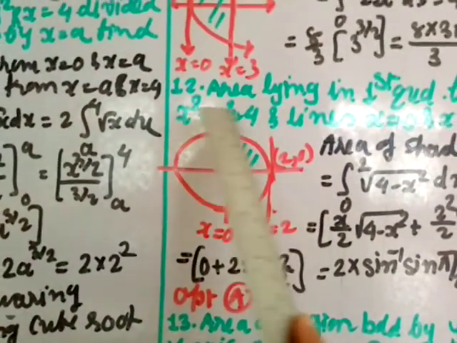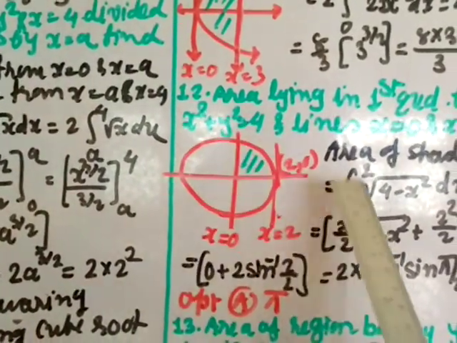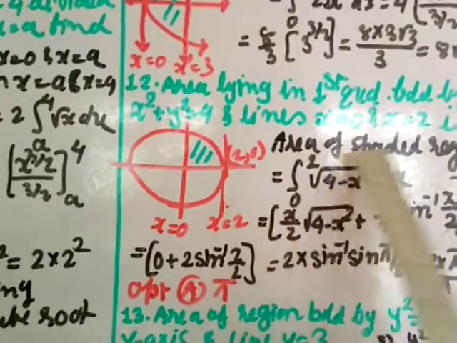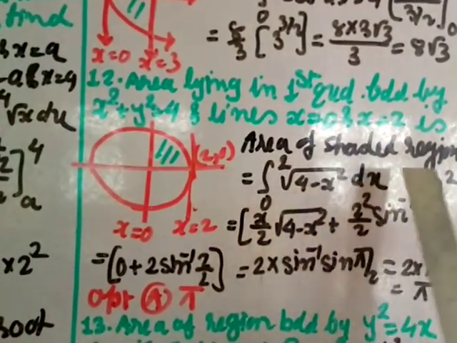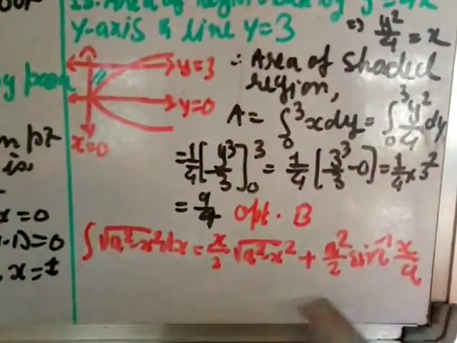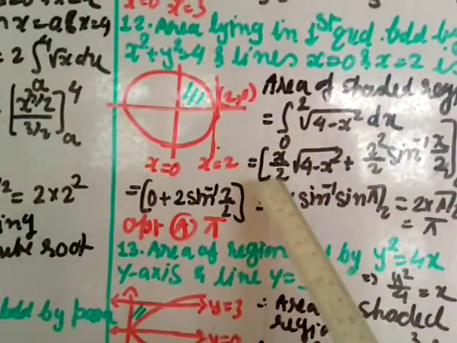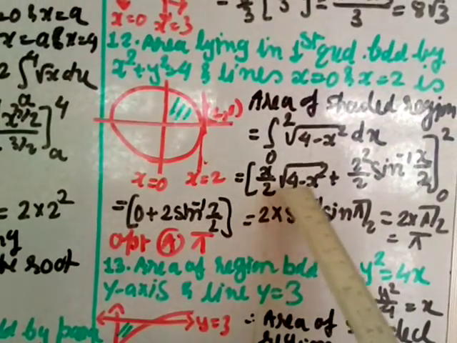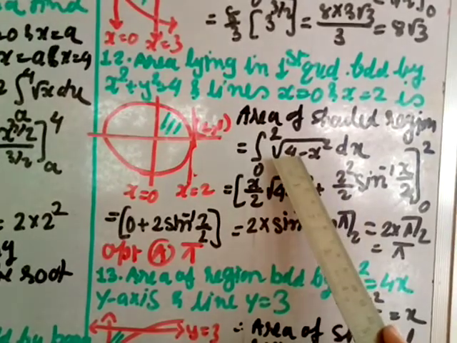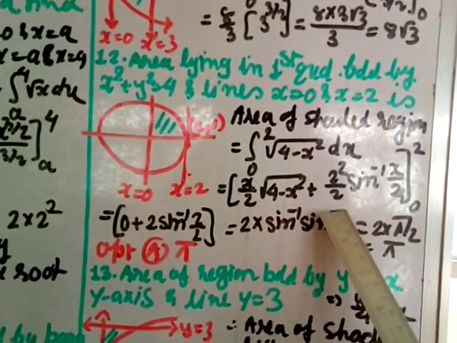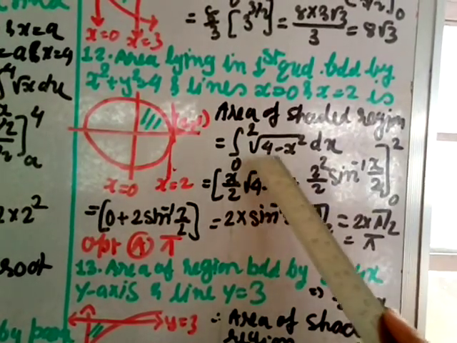And from here you find y, so y square is equal to 4 minus x square. Square root you take, so square root of 4 minus x square. Area of the shaded region is the integral from 0 to 2 of square root of 4 minus x square dx. Same formula, a square minus x square. So a is 2, not 4, 2. So you get x by 2 square root of a square minus x square, that is 4 minus x square, plus a square by 2, so 2 square by 2, or you can write 4 by 2 because it comes to be the same, sin inverse x by a, so x is x, and a is 2.